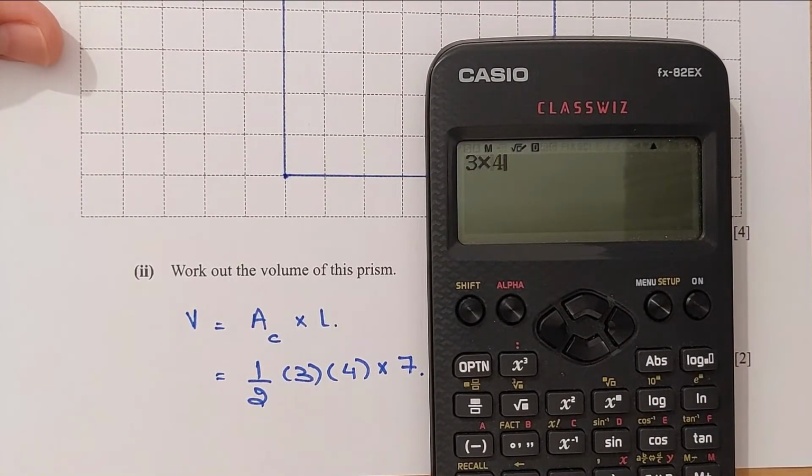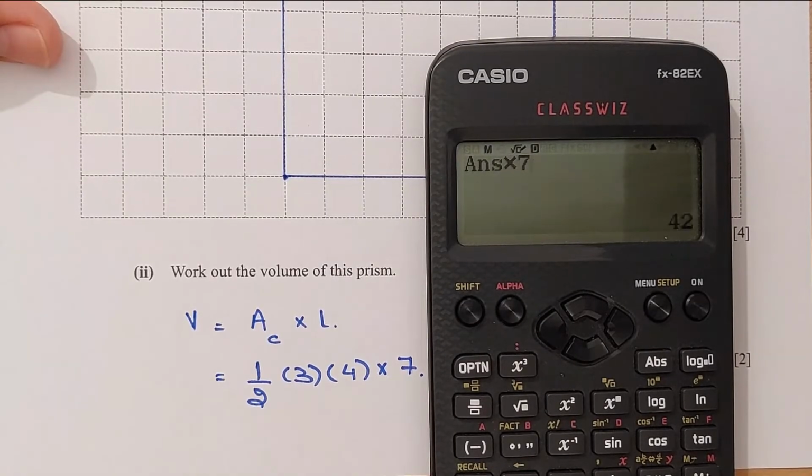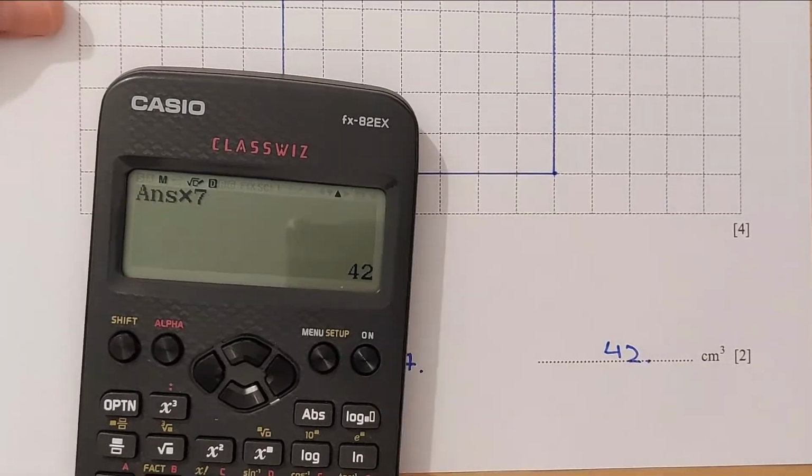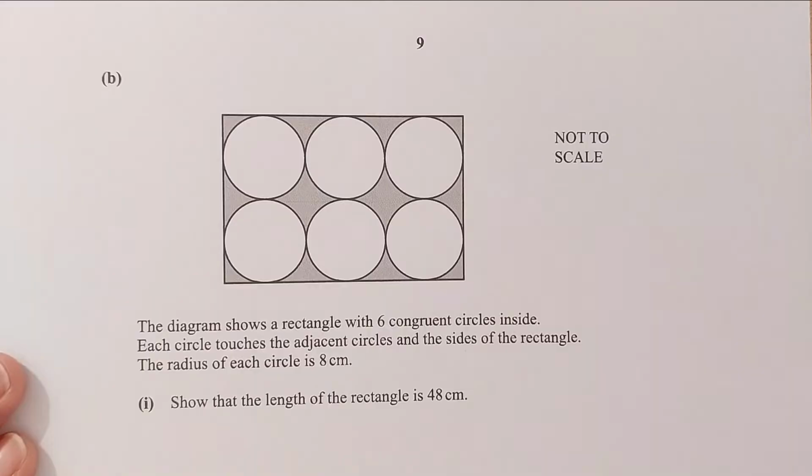3 times 4 divided by 2 and then times 7. This is 42 centimeter cubed, the volume of this triangular prism.